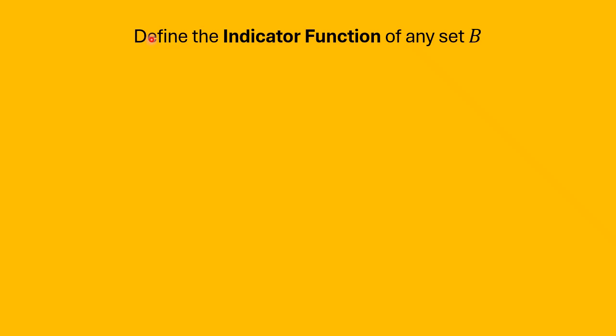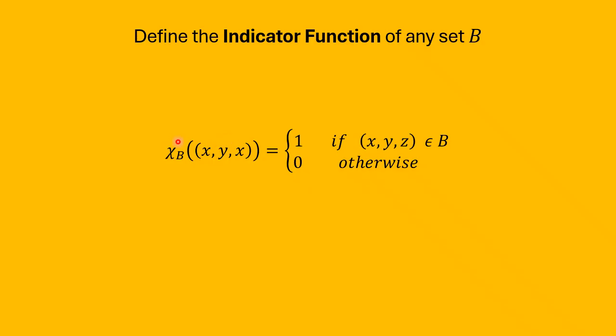In order to do what we want to do, we need to define what's called the indicator function of a set B. In our particular problem, B will be that ball. The indicator function of that set B, which we'll denote chi sub B, this is the Greek letter chi here, chi sub B of x, y, z is equal to 1 if the point x, y, z is in B, and it's 0 otherwise.